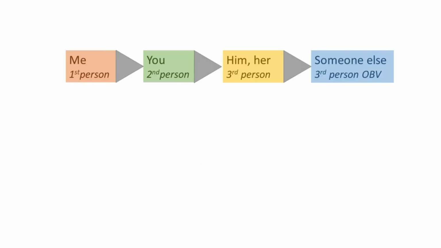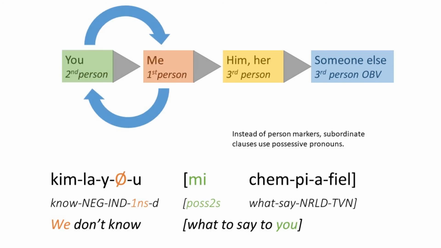The Mapudungun person hierarchy goes from first to second to third to obviate. However, in a subordinate clause, the second person takes priority over the first person, which is, in fact, as complicated as it sounds. Mapudungun's direct inverse system has evolved, as far as we know, completely separately from the other direct inverse systems on this list, and as a result, it's quite different.